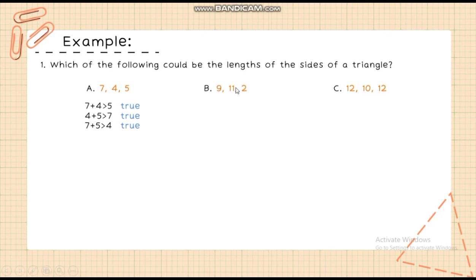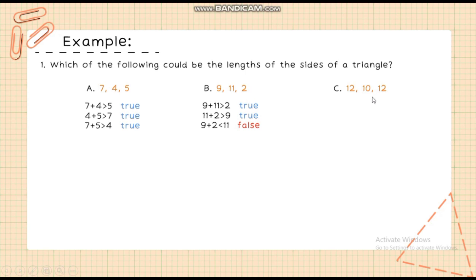Let us now have these side lengths: 9, 11, and 2. 9 plus 11 is greater than 2, which is true. 11 plus 2 is greater than 9, which is true. 9 plus 2 is not greater than 11. Since these side lengths do not satisfy the theorem, therefore the side lengths cannot form a triangle.